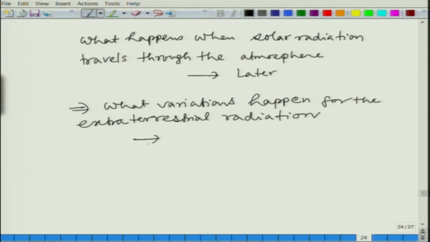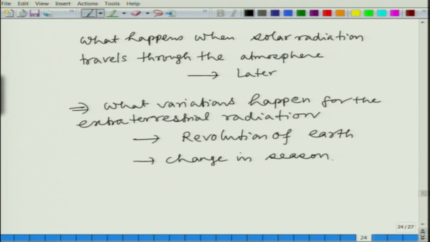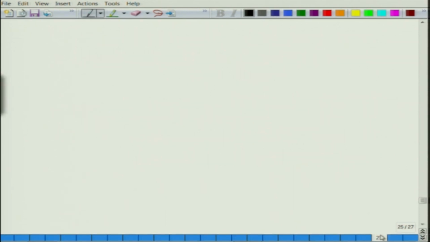Okay. So, now we need to invoke the revolution of Earth. Okay. And the change in season. Then only we will be able to understand how this variation happens, what are the major factors, as well as it will help you develop your intuition. Okay. So, let us say that we have sun here at the center and we have an orbit. Okay.